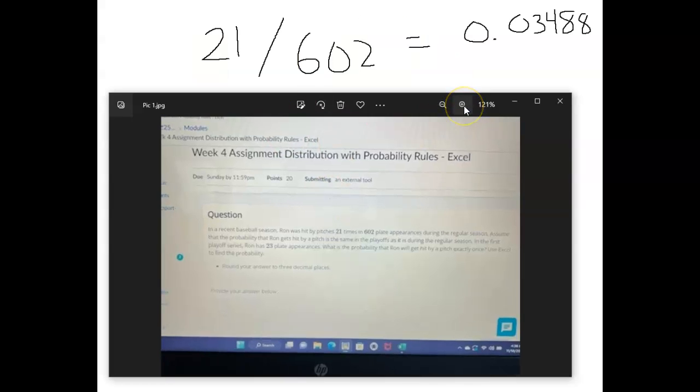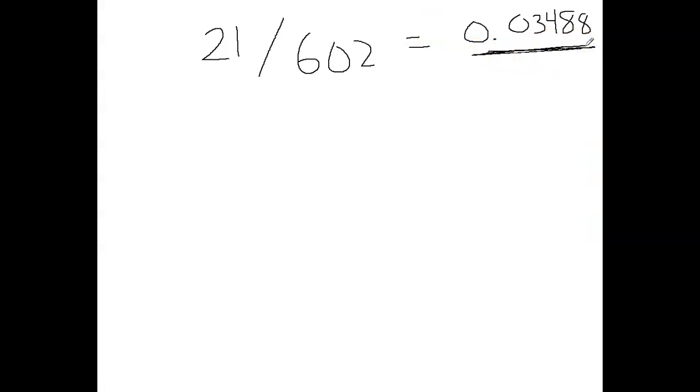This next one, binomial here. A recent baseball season, a guy named Ron was hit by a pitch 21 times in 602 plate appearances. So I have this written down here on my whiteboard, 21 divided by 602. That's what you would want to use a calculator for, to find the probability as a decimal, the percent of the time that he's hit by a pitch. So it's just over 3%. 21 divided by 602.